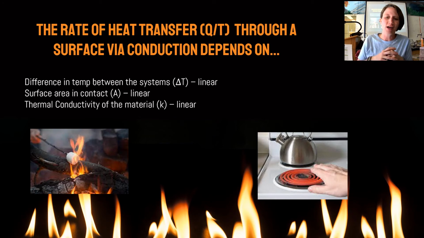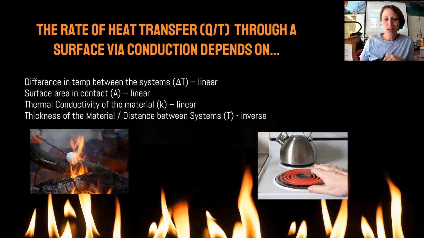We can talk about why in class, but in general, you know that we make pots and pans out of metal because metal has a thermal conductivity that allows that temperature to transmit easily. The heat goes easily through the metal. We wouldn't want to make our pots and pans out of styrofoam because we would never heat up the water that's inside of them. And the last thing is the thickness of the material, or the distance between those systems.